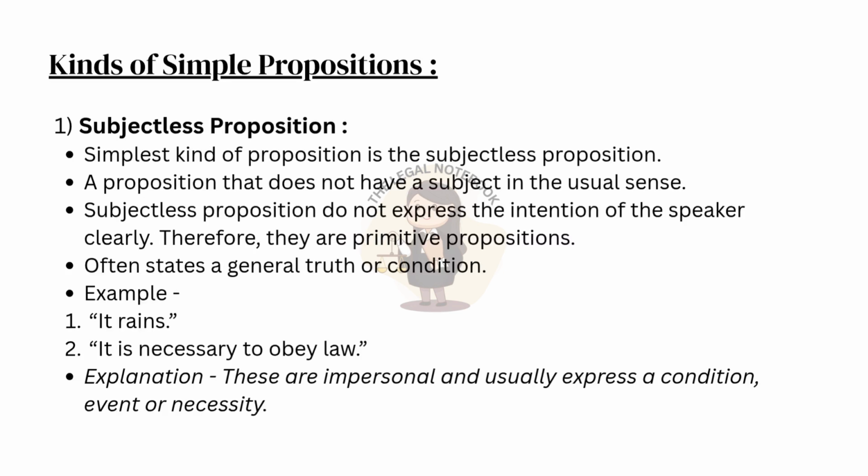Kinds of simple propositions. 1. Subjectless proposition. A proposition that does not have a subject in the usual sense. Often states a general truth or condition. Example: it rains. It is necessary to obey law. Explanation: these are impersonal and usually express a condition, event, or necessity.